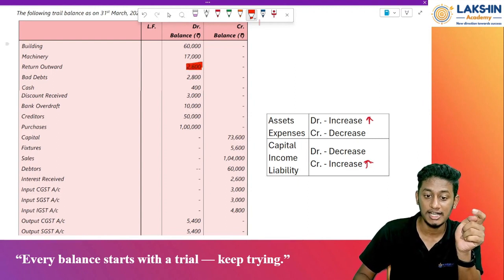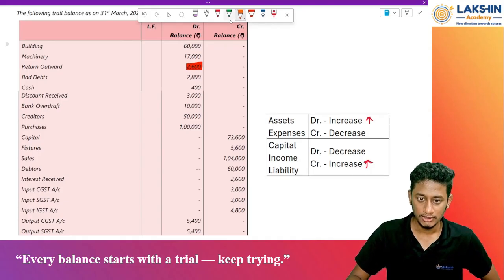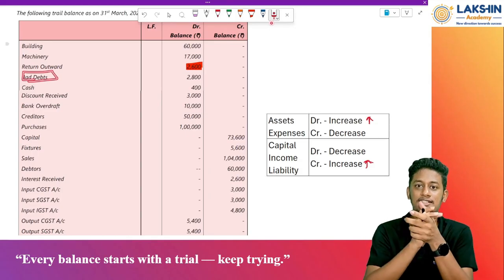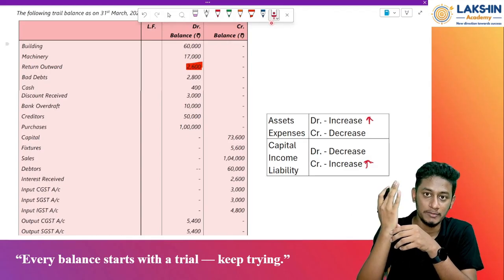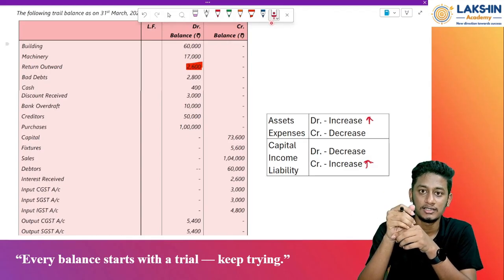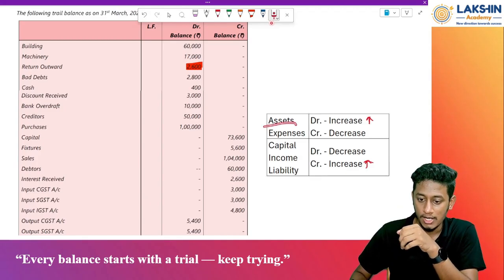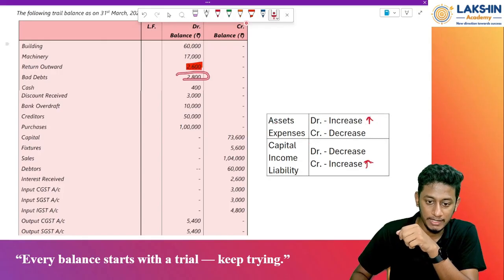It should have a credit balance. This is wrong. Going ahead, then we have bad debts. What are bad debts? My friend Shashank ran away with my money, so because of this it will be a bad debt. It's an expense account. Expenses, upward arrow, so debit. Is it having a debit balance? Yes, sir. So it is proper.